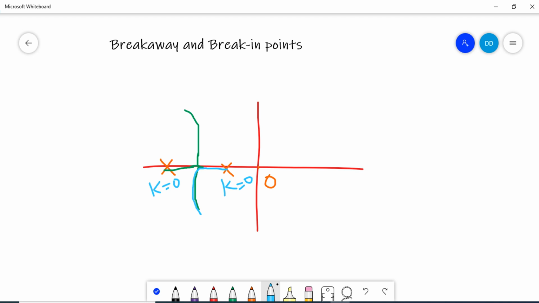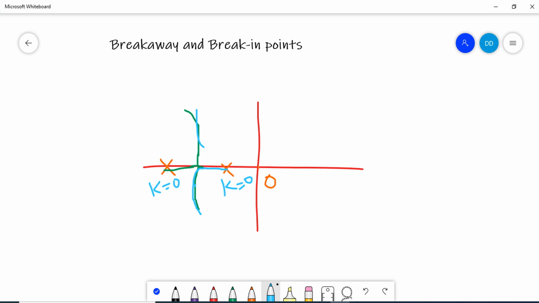So the break point is a point on the real axis where two or more branches of the root locus depart from or arrive at the real axis. If the root locus comes out of the real axis and moves into the complex plane as I have shown you here, then it is the breakaway point. If it is entering the real axis, then it is a break-in point or a re-entry point.